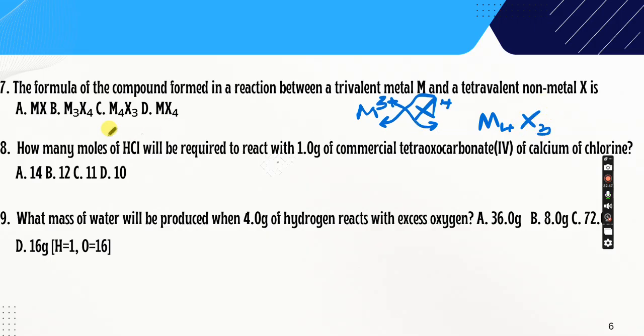3. So which one looks like that? Okay, I think we can see that as option C. The next question is saying that how many moles of HCl will be required to react with 1 gram of commercial tetraoxocarbonate 4.